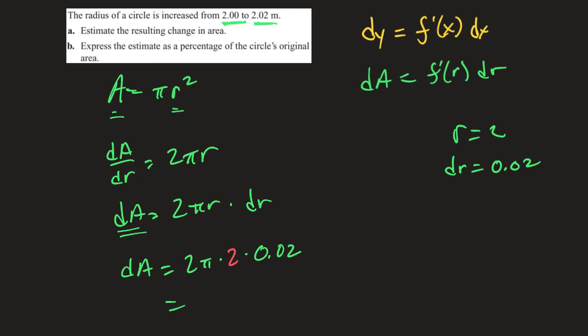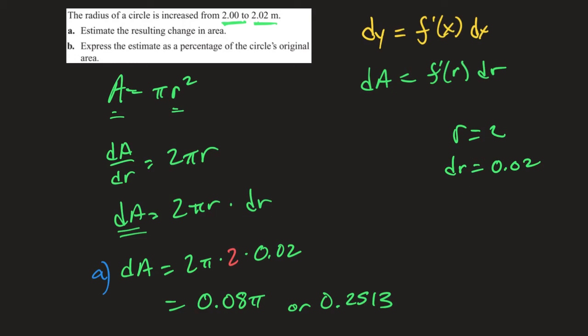So when you crank this out in the calculator, if you're going to write it in terms of pi, you get 0.08 pi. That decimal is approximately 0.2513. And this is the answer to letter A, to estimate the resulting change in area. dA is an estimate for the change in area. So the area increased by about 0.08 pi when we increase the radius by 0.02.